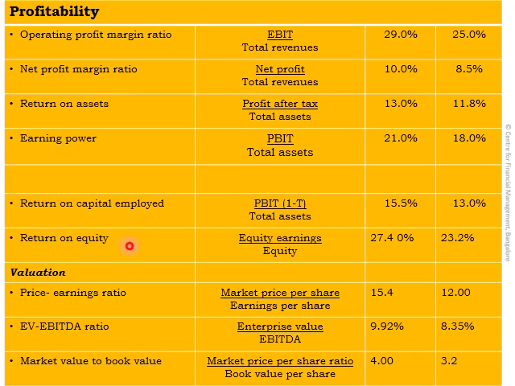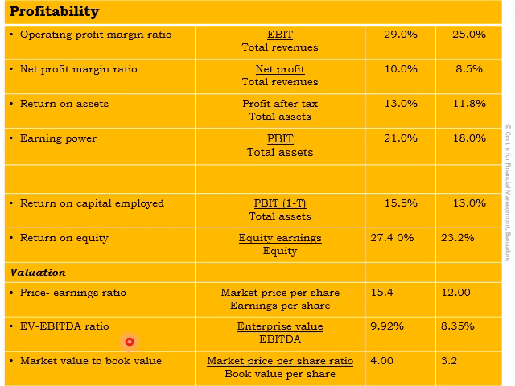Return on equity is defined as equity earnings divided by equity. Valuation ratios capture profitability, risk, and growth and are a summary measure of how investors view the company. The three most important valuation ratios are price earnings ratio, enterprise value to EBITDA ratio, market value to book value ratio. Price earnings ratio is defined as market price per share divided by earnings per share.